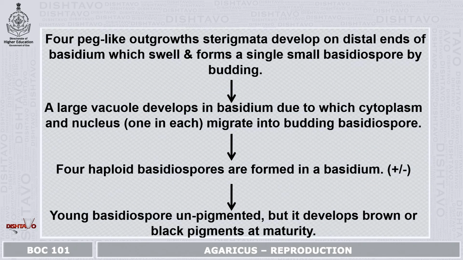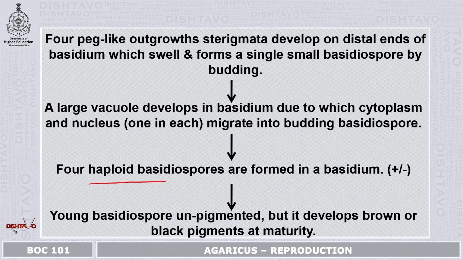basidiospores. Simultaneously, you will have 4 peg-like structures arising from the distal end of the basidium, and small basidiospores form by budding out from each peg-like structure. That peg-like structure is called a sterigma. A large vacuole also develops in the basidium and pushes the cytoplasm towards the peg-like portion, towards the small basidiospores, and one nucleus each migrates along with a little cytoplasm into the basidiospores.